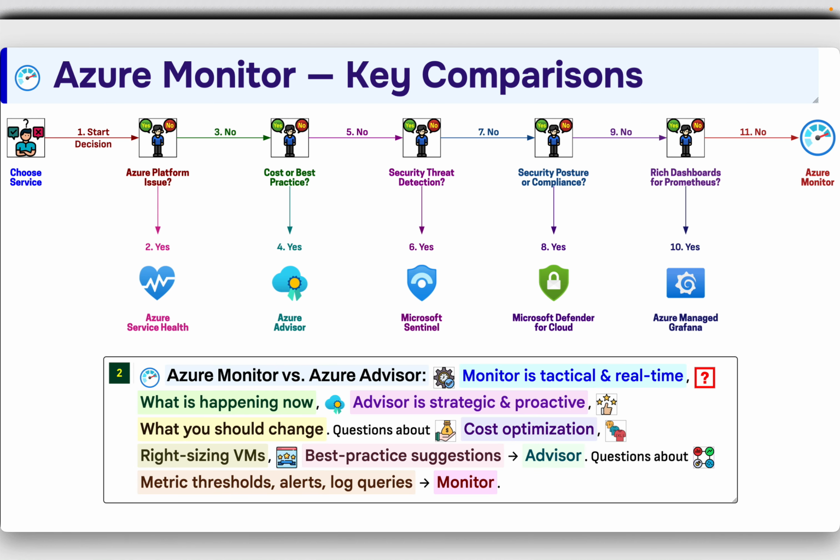Next, Azure Monitor versus Azure Advisor. So Azure Monitor is tactical and real time. It shows what is happening now. Azure Advisor is strategic and proactive. It tells you what you should change. Questions about cost optimization, right sizing VMs, or best practice suggestions point to Advisor. Questions about metric thresholds, alerts, or log queries point to Monitor.